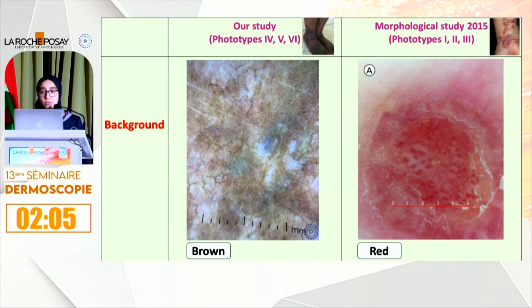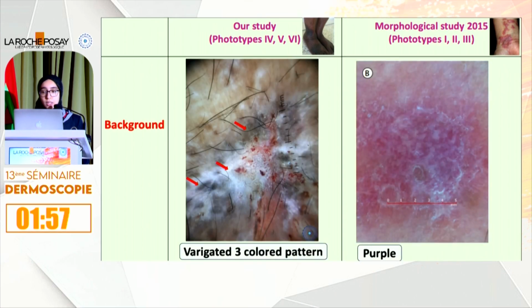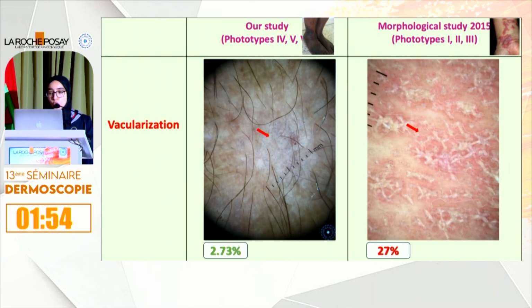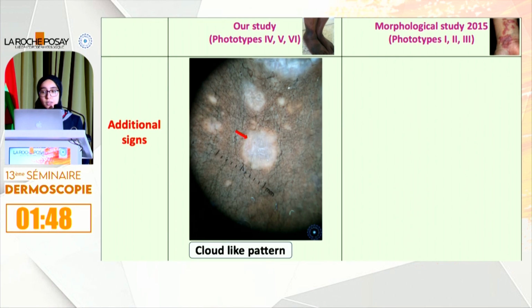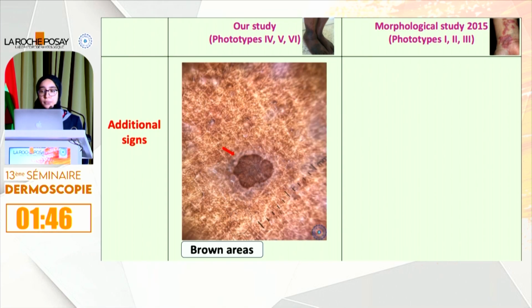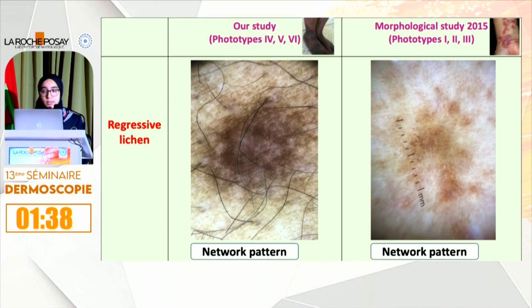Our background varied from brown to white pink to variegated bicolored pattern to variegated three-colored pattern, while theirs varied from red to pink to purple. We noted vessels in 2%, they noted them in 27%. The additional signs were similar, in addition to cloud-like pattern and brown areas arrayed in a central pigmented structureless area surrounded with a gray halo. The regressive lesions presented with the same patterns.